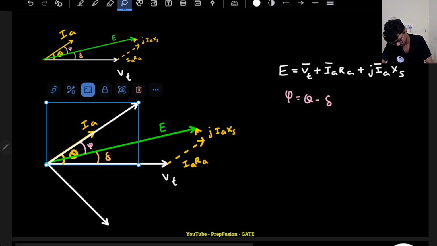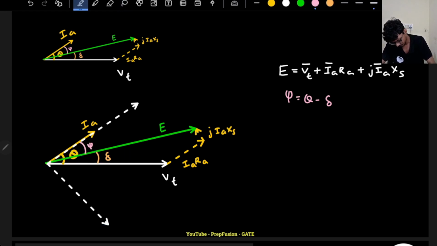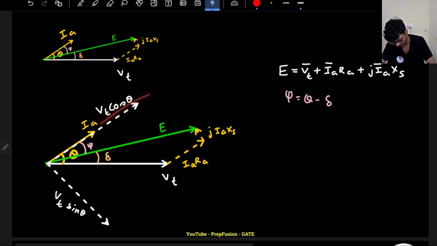Okay, now this component is Vt cos theta. I don't know what the length currently is, which will be somewhat lower than Vt. This will be Vt sin theta. Also, if I want to add this, this will be parallel with IRA, because Vt cos theta is parallel with IA and IRA also is parallel with IA. So I can simply add these two components. So I will get my E basically. I want my E, right?